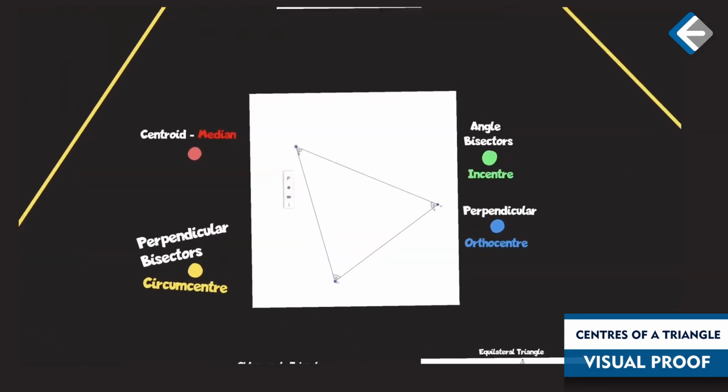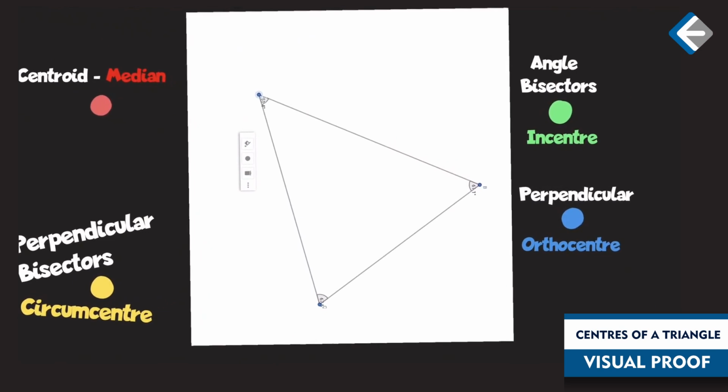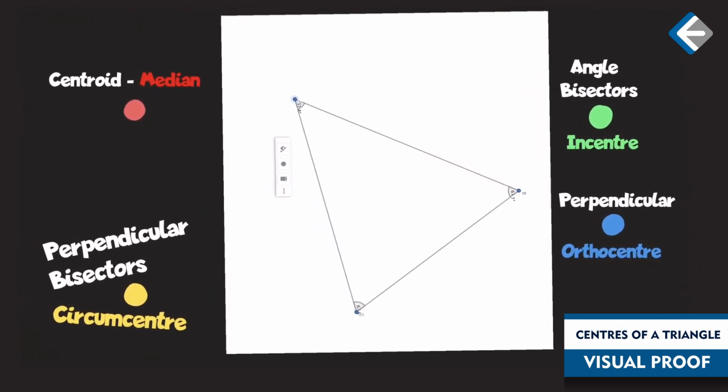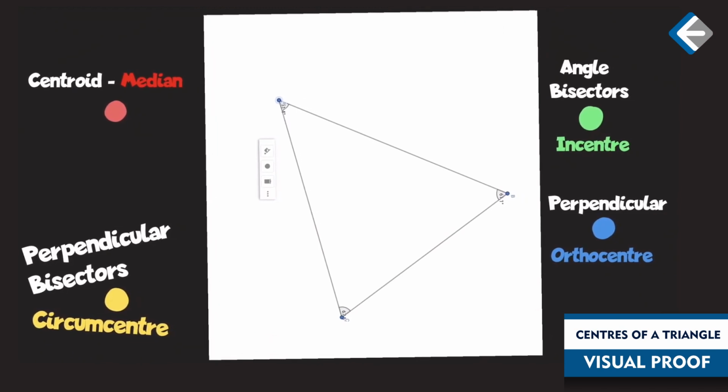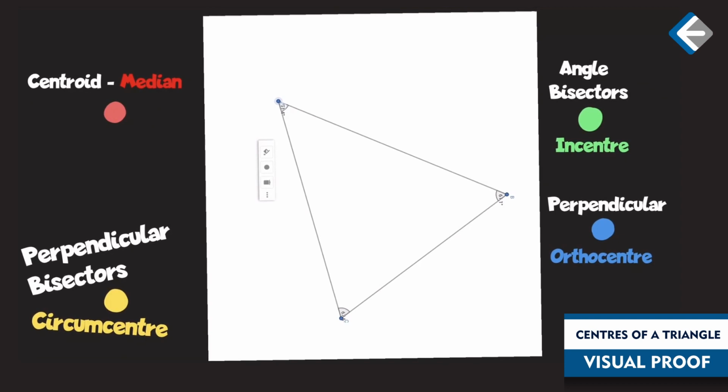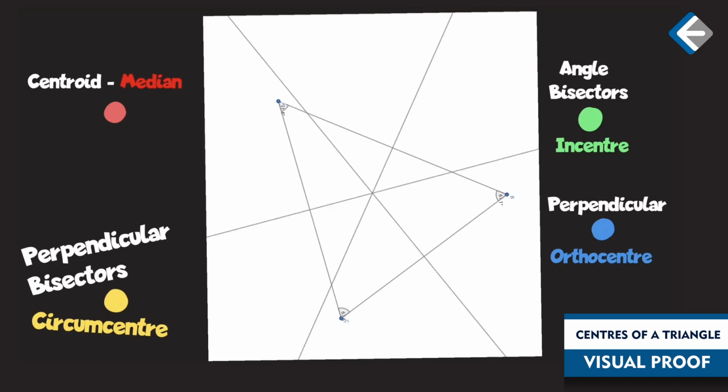Now let's go ahead and find out the centers of a triangle. So we know there are various centers: centroid, the intersection of medians, where the median bisects the opposite side; circumcenter, the intersection of perpendicular bisectors; incenter, the intersection of angle bisectors; and orthocenter, the intersection of altitudes.